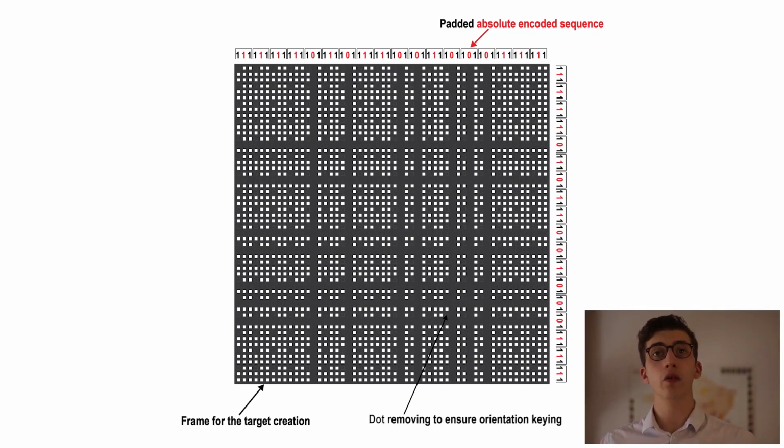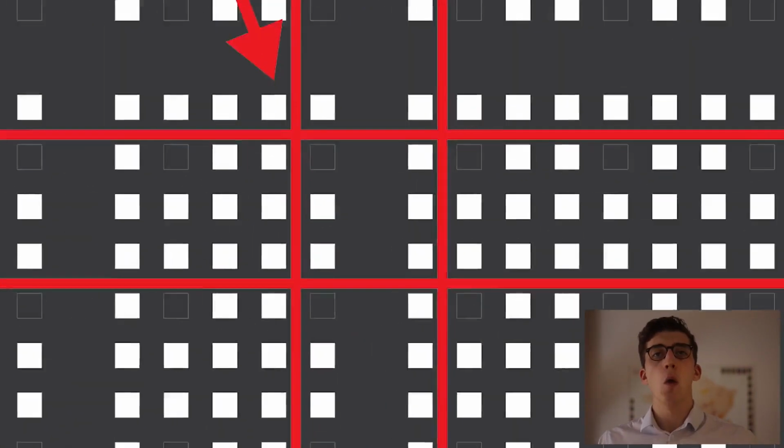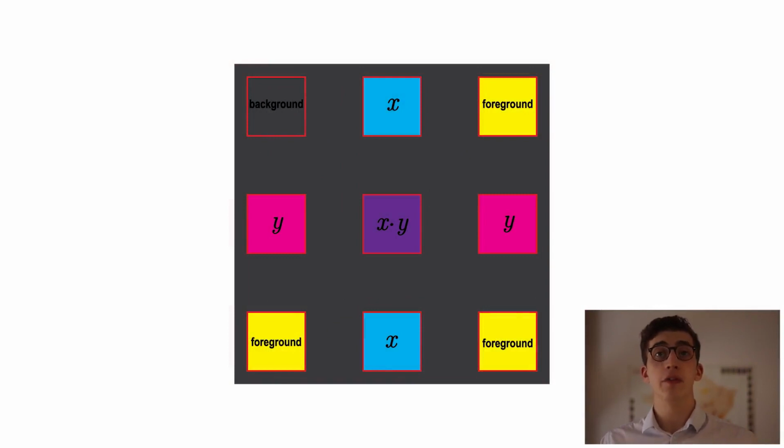Finally, in order to remove the orientation ambiguity, we remove one of the always present dots that was the result from the byte padding of the encoded sequence. This process results in the creation of multiple 3x3 cells that always present the same shape, with an absent dot which is used for the orientation keying, 3 always present dots which are used to enhance the periodicity of the pattern, 2 dots in each direction which give the coding information coming from the encoding sequences, and 1 dot which is the result of the product of the 2 other coding direction dots.